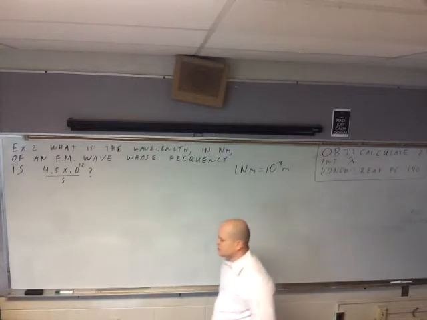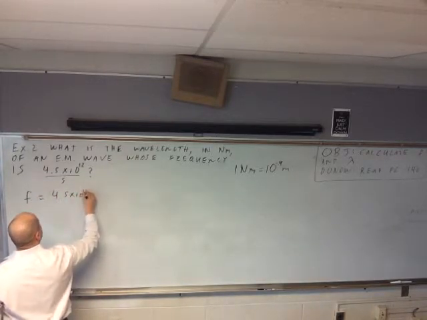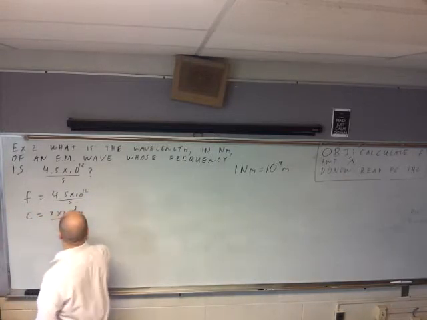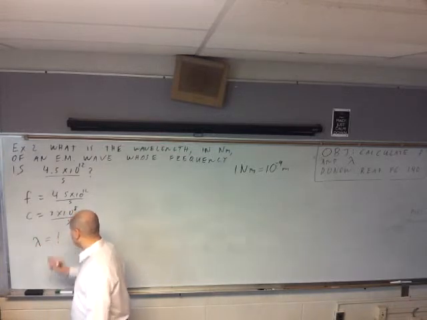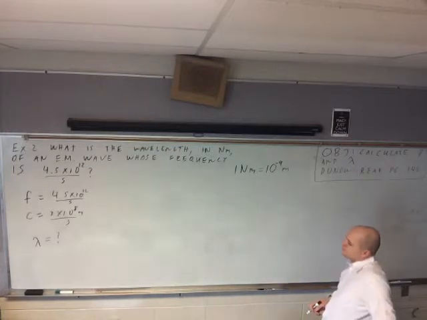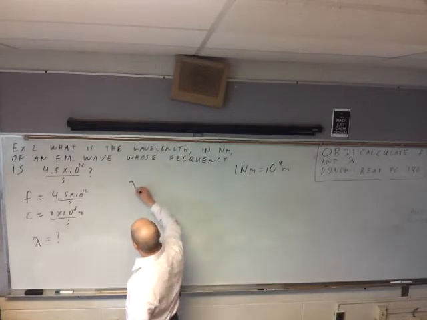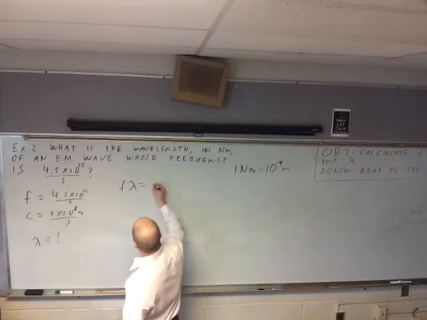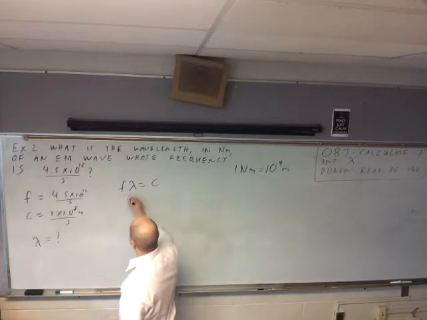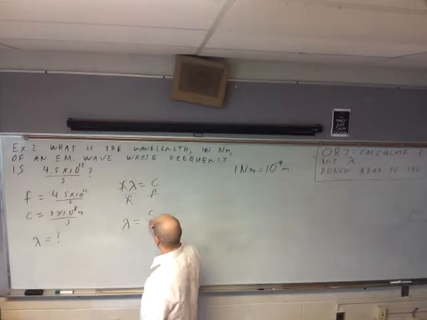All right, so let's list our givens again. F is 4.5 times 10 to the 12 per second, or hertz. C is 3 times 10 to the 8 meters per second. And lambda is the thing we're looking for. We want to solve for lambda, so what do we got to do? Divide both sides by f, right? So those go away. Lambda is c divided by f.